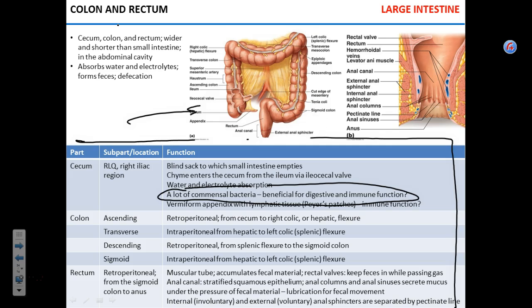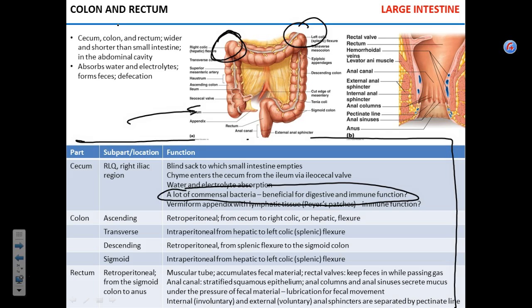Anatomically, the things that I want to focus on are the flexures. Right colic and left colic flexure. Colic refers to the colon. You know how they say kids have colics? Because of the gas accumulation in the large intestine. Okay? That's colics.